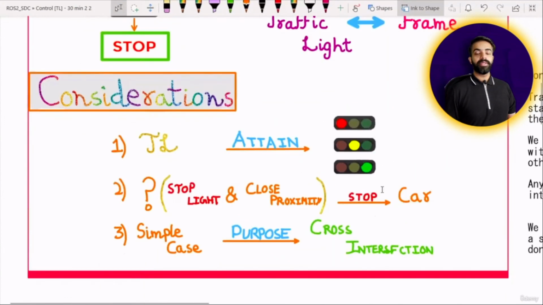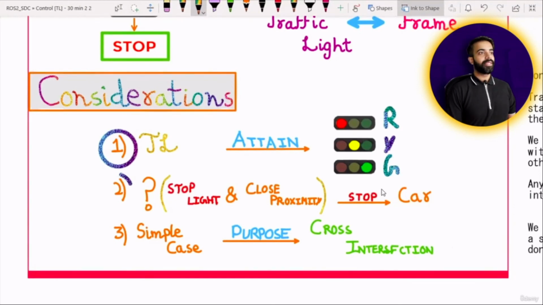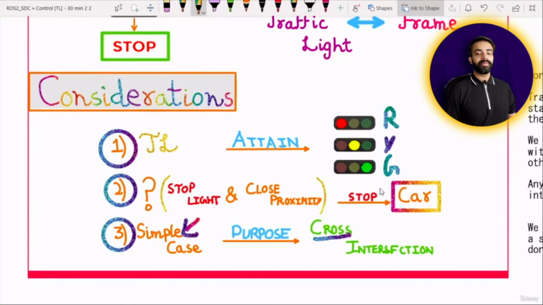Following are the considerations we need to make before putting forward our proposed algorithm. Starting with the first consideration, the traffic light can attain one of three states that are red, yellow, and green. For the second consideration, if the traffic light attains a stop sign and it is close to the self-driving car, then the self-driving car should simply stop. For the final consideration, we are only concerned with crossing the intersection and not navigating, for simplicity.